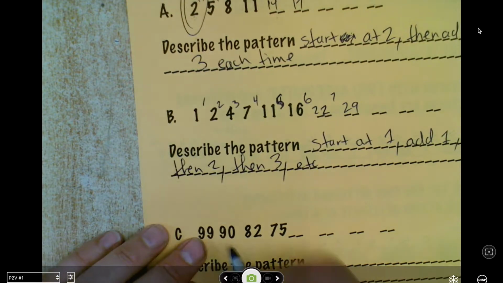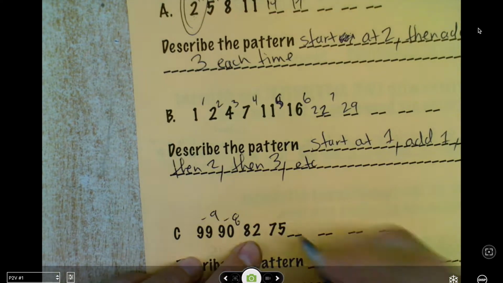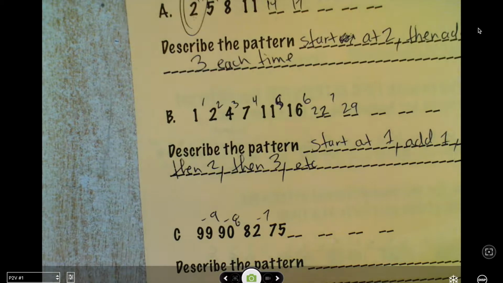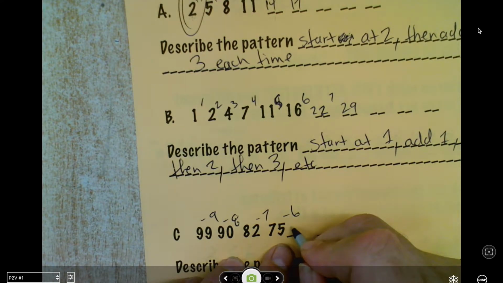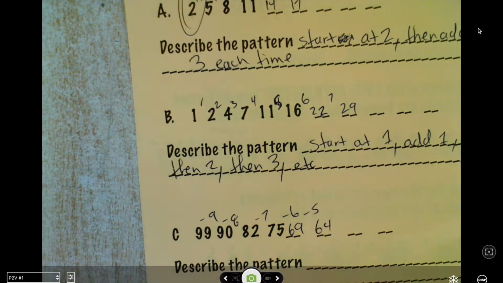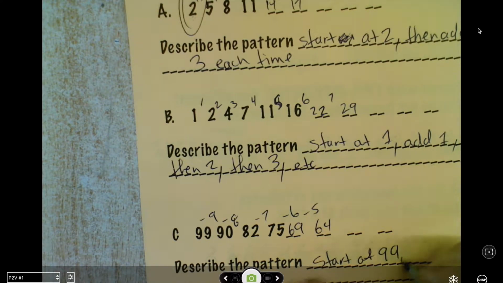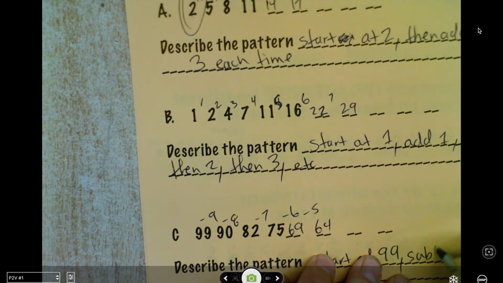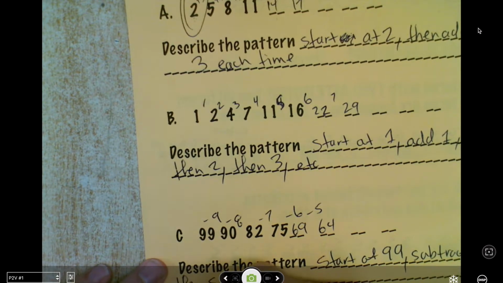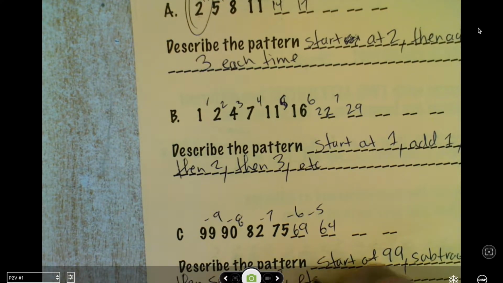Let's talk about this pattern here. The difference is 9, the difference is 8, the difference is 7, and it's going down. So I need a difference of 6 here. That would mean 69, then a difference of 5, that would be 64. So to describe this pattern, I would say start at 99, subtract 9, then subtract 8, etc. So that's how you do that one.